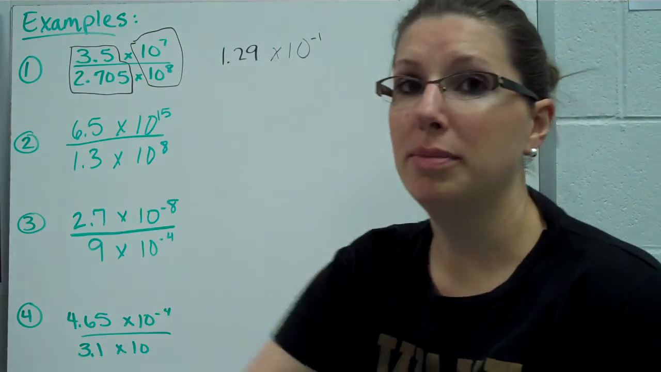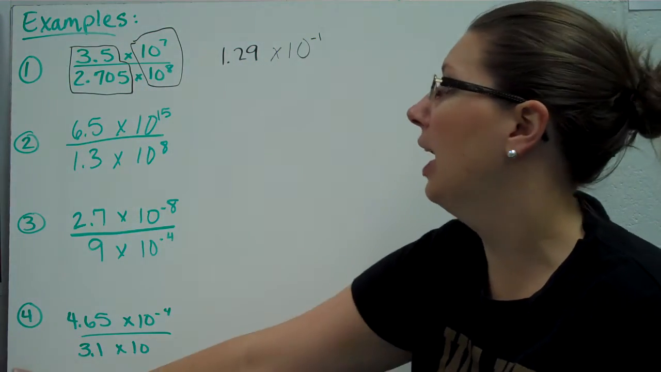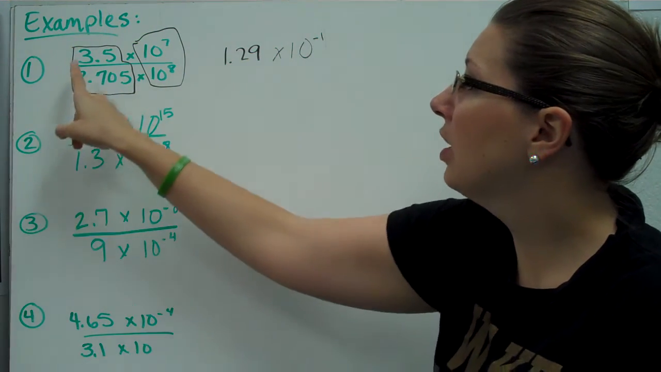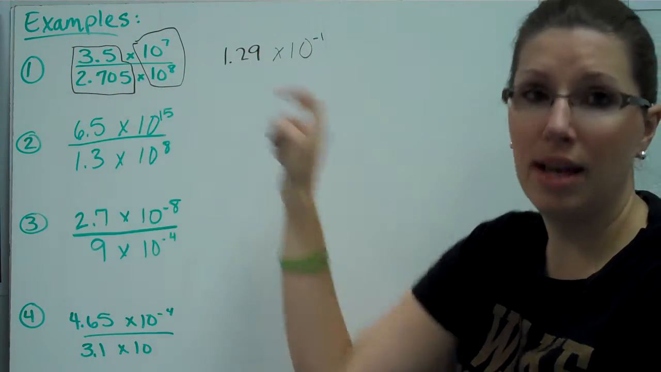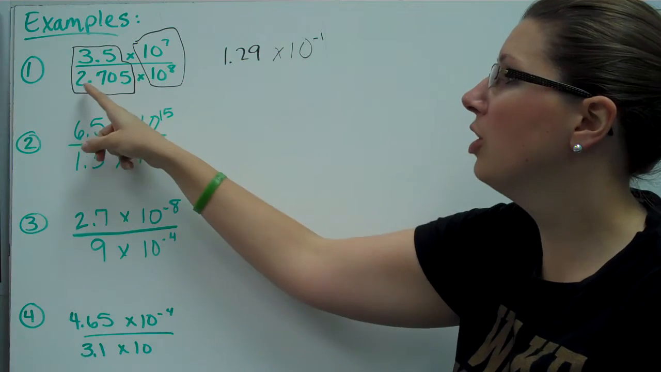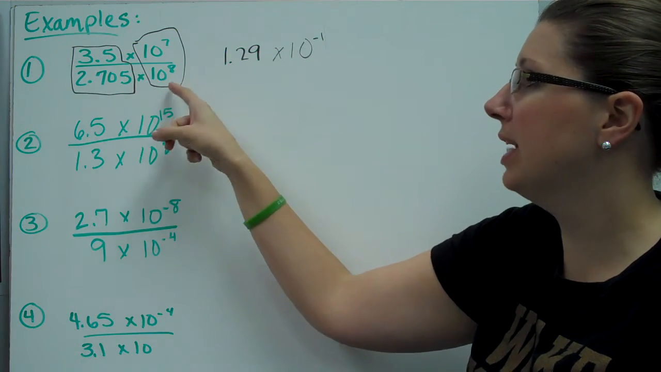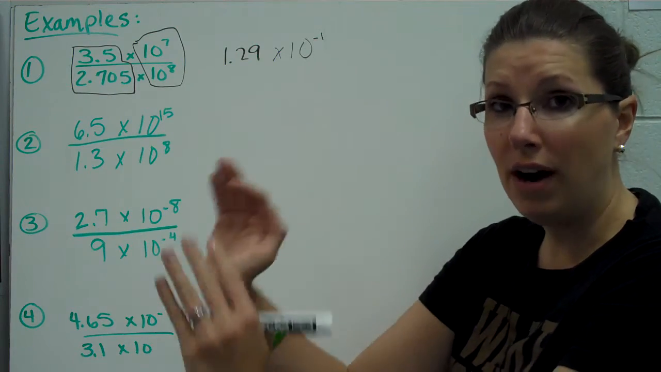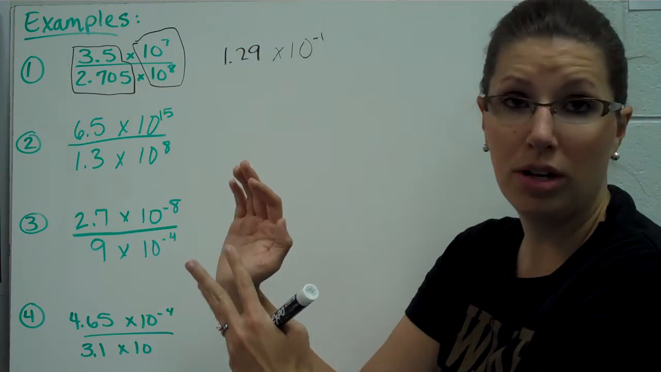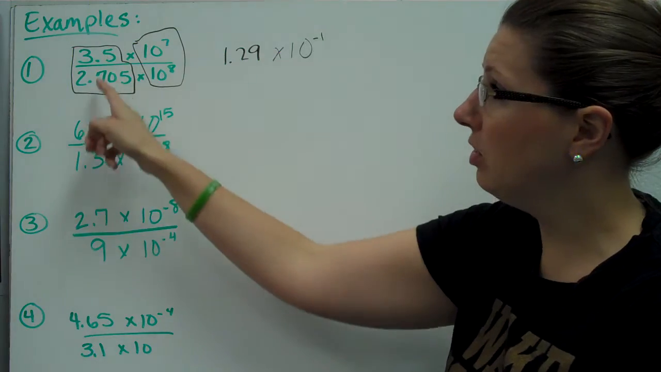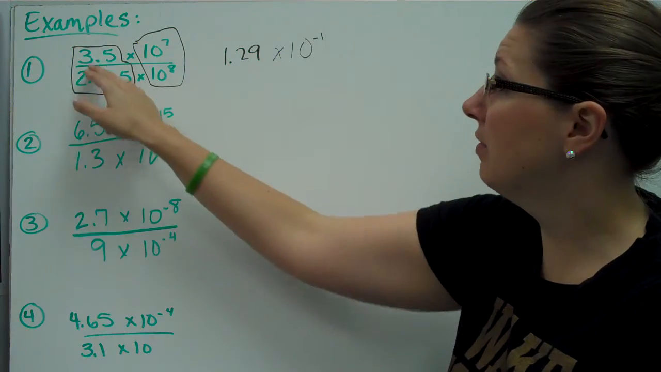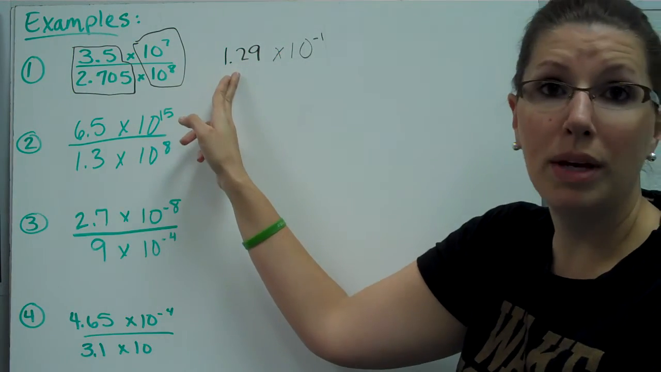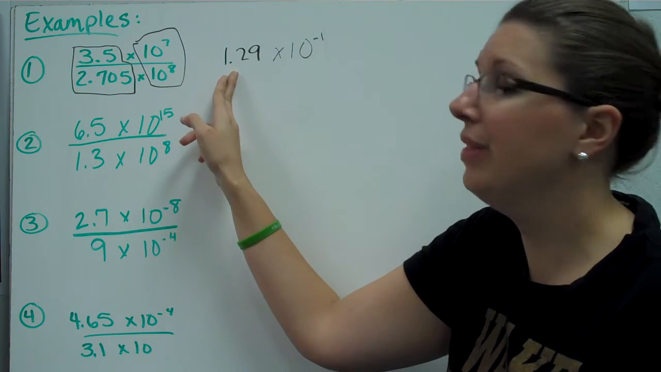Now we've got some problems. So here's what our problems look like. We've got 3.5 times 10 to the 7th divided by 2.705 times 10 to the 8th. And what I've done is I've showed you, we're going to divide the rational numbers first. So we're going to divide these two numbers. When we divide these two numbers, this is what we get. I rounded to the nearest hundredth.